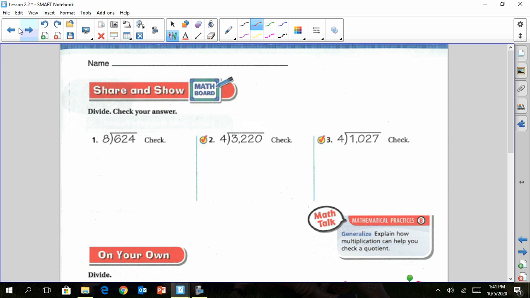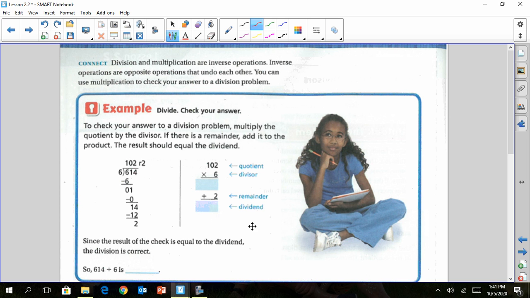Now, as we go back to our problem here, we have 614 divided by 6, and we get an answer of 102 remainder 2. We can always check a division problem by simply taking your quotient multiplied by the divisor. And if there is anything remaining, you will add your remainder.